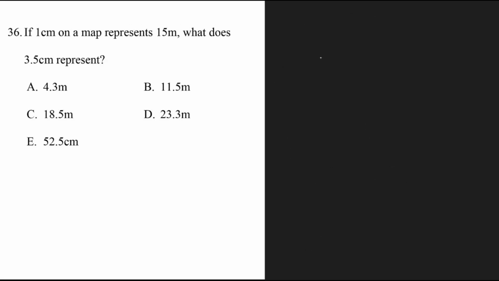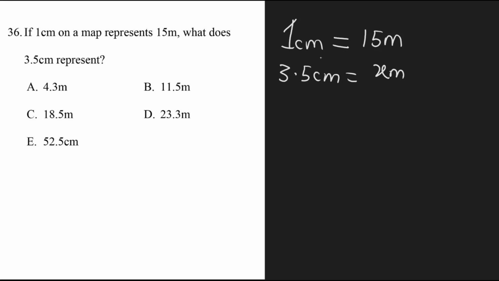Alright, question 36 says, if 1 centimeter on a map represents 15 meters, so we say 1 centimeter is equal to 15 meters. What does 3.5 centimeters represent? So 3.5 centimeters represent what? We don't know. So x meters. Can you see? So if 1 centimeter represents 15 meters, then 3.5 centimeters will represent what? We don't know. So what are we going to do? We cross multiply, right?